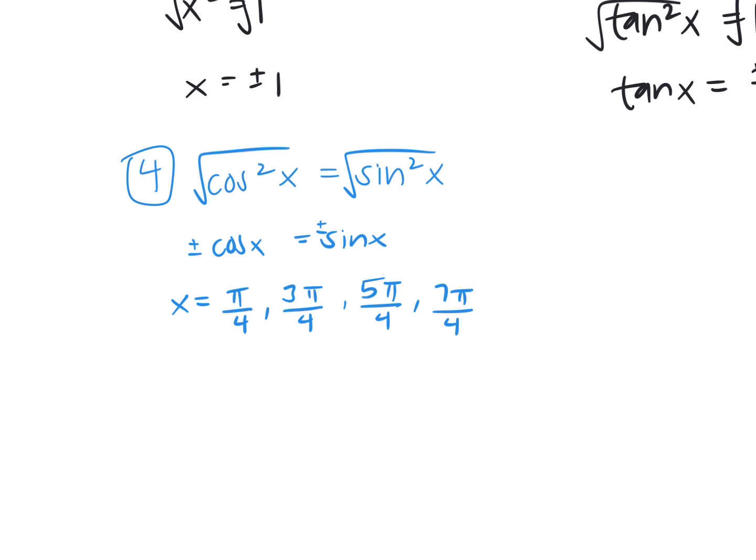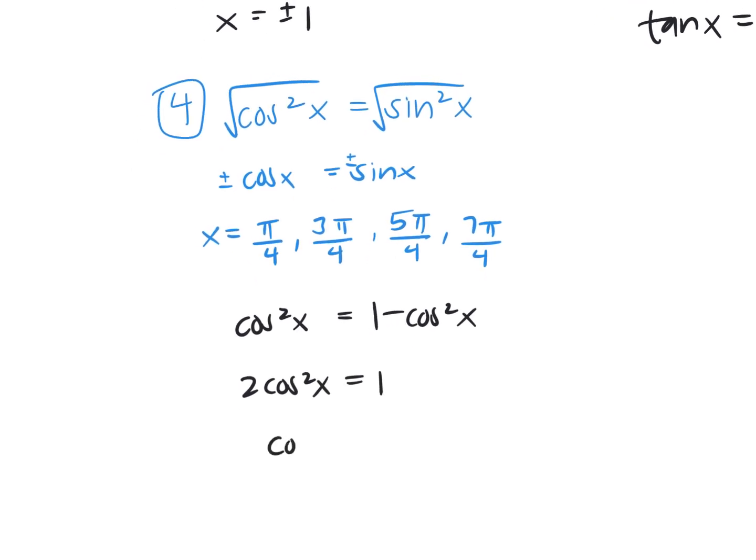Another way to do this, I could rewrite cosine squared or sine squared in terms of one of the trig functions, Pythagorean identities, like number 9. So sine squared is the same as 1 minus cosine squared, right? If I add the cosine squared over, I get 2 cosine squared is equal to 1. Okay, divide by 2. Cosine squared of x is equal to 1/2.